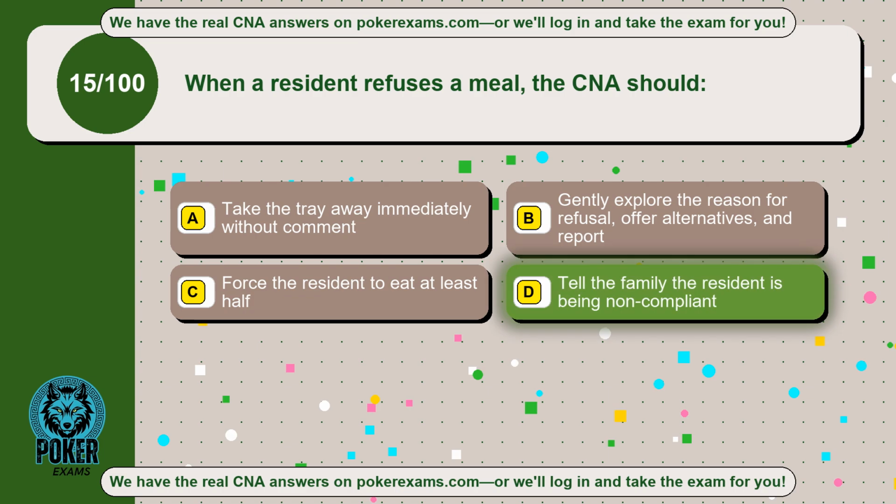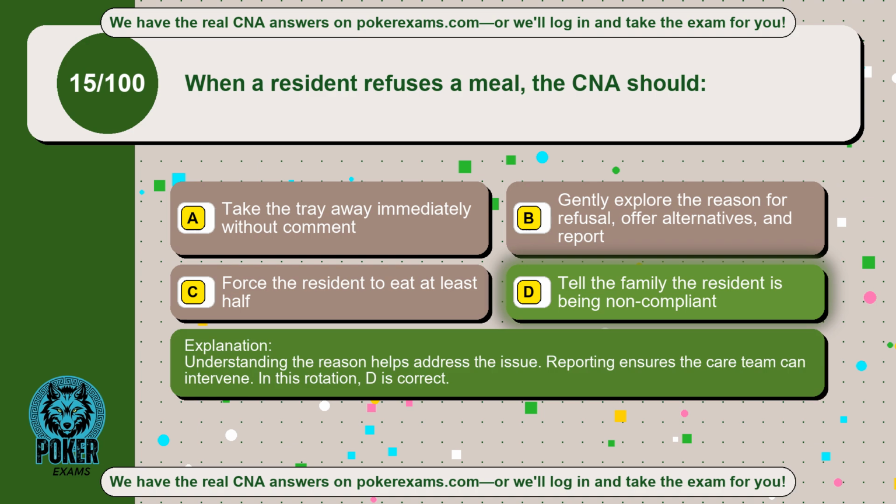The correct answer is option D, tell the family the resident is being non-compliant. Understanding the reason helps address the issue. Reporting ensures the care team can intervene. In this rotation, D is correct.